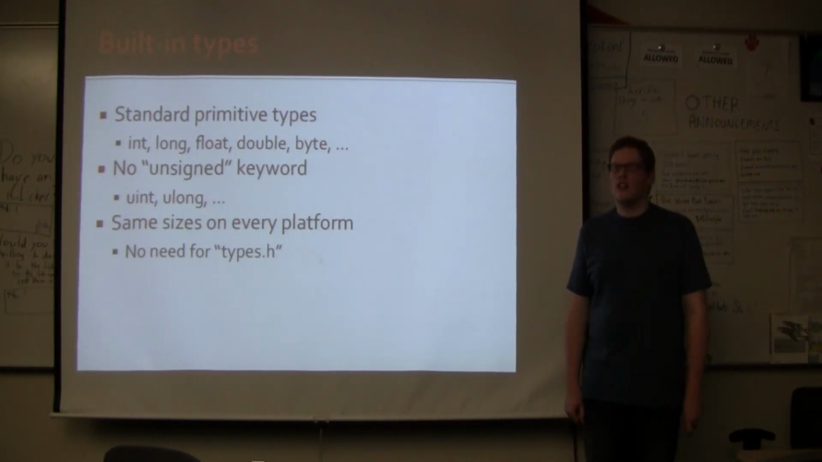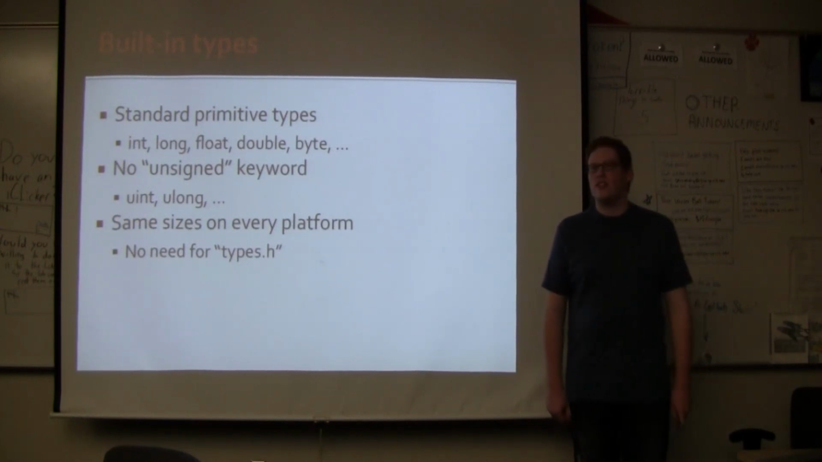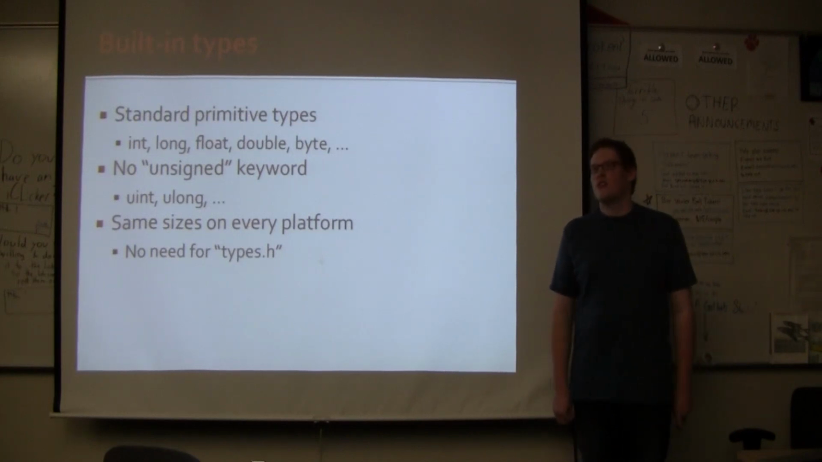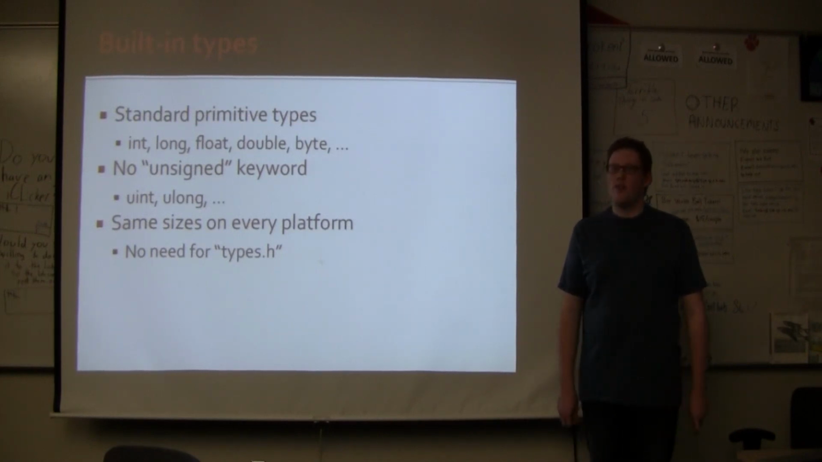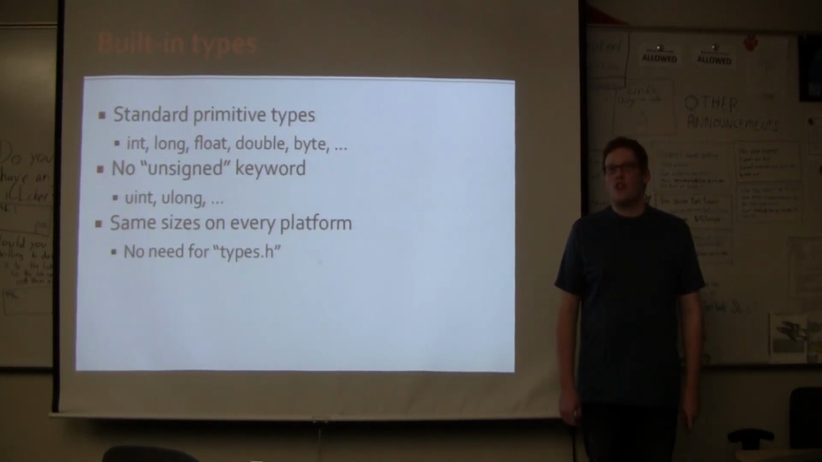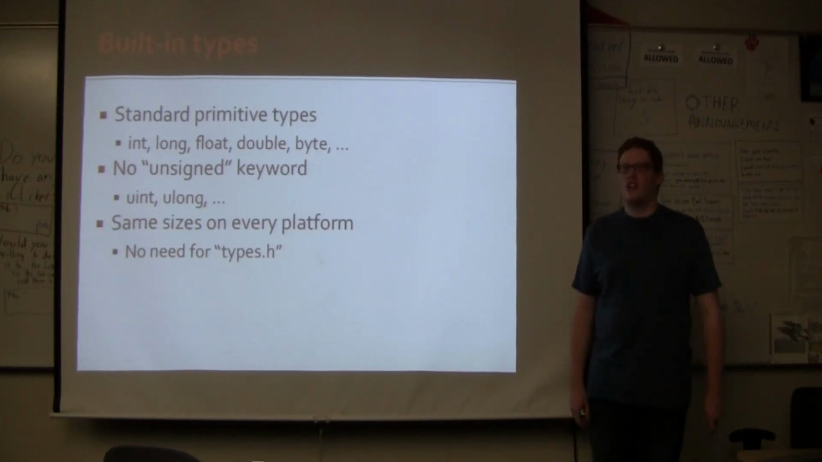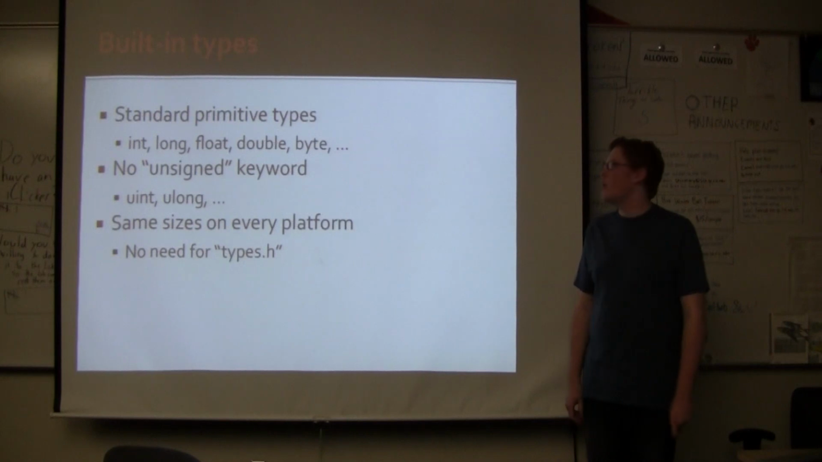But the really nice thing is that D guarantees that these types will have the same size on every platform you use. So that means if you're going from some strange ARM board to an x86 computer, int will always be 32 bits, no questions asked. You don't have to include a types.h and redefine things. That's just standard.